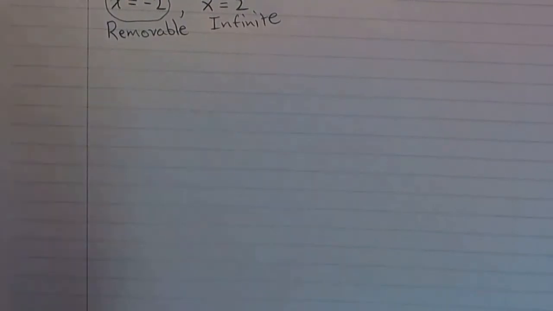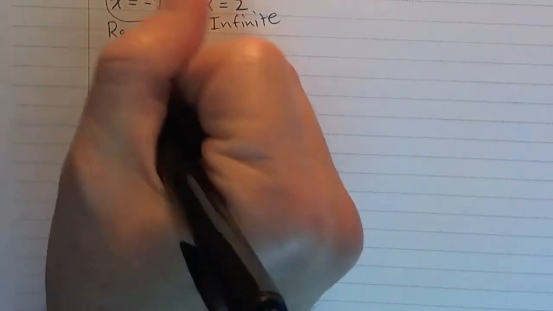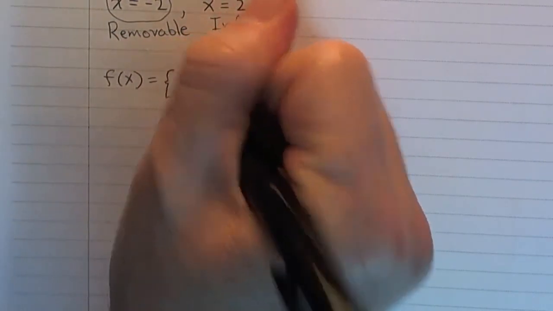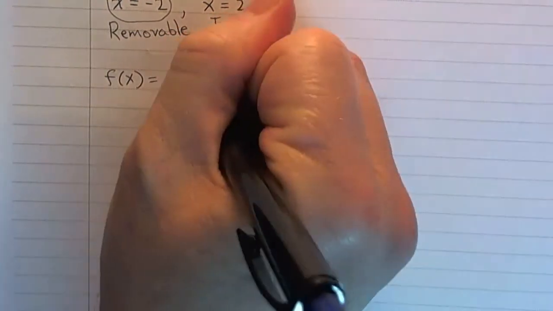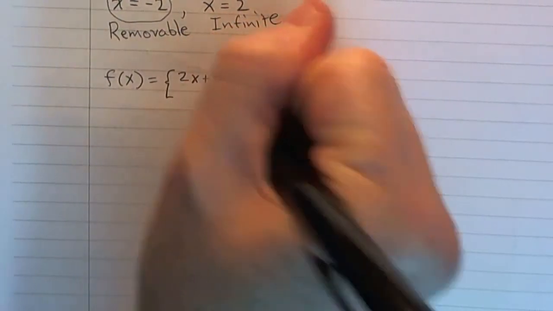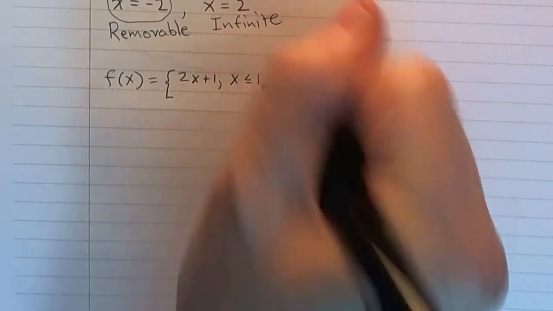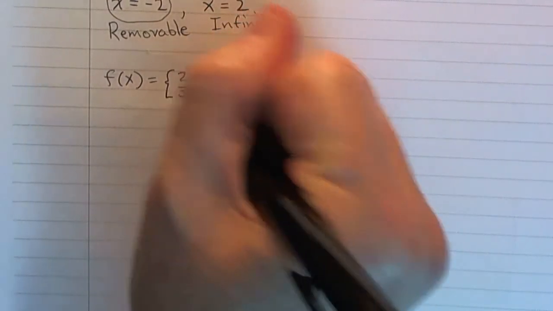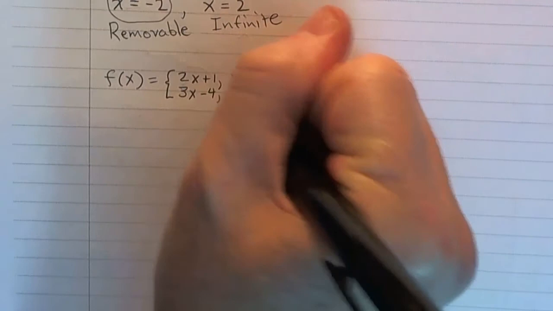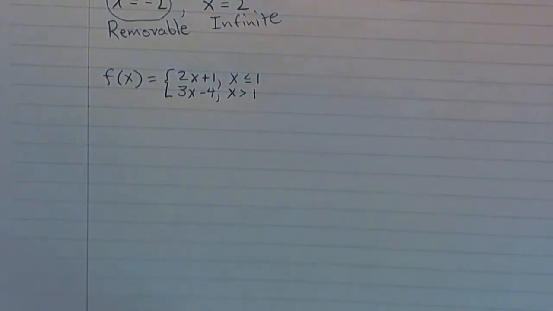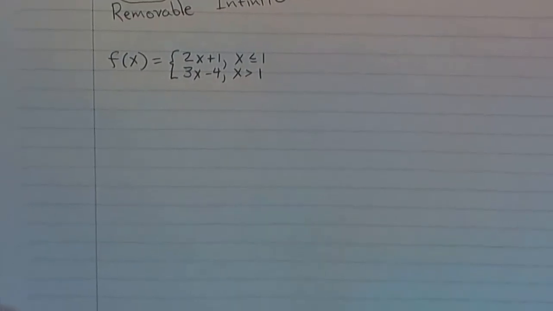Now let's look at another one. Let's look at a piecewise function. Let's suppose that we have 2x plus 1 for x less than or equal to 1, and 3x minus 4 for x greater than 1. And let's see if we can find the discontinuity for this piecewise function.